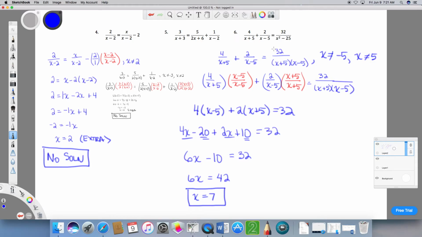The technique requires that we check for extraneous solutions, but the only extraneous solutions would occur from division by 0, a negative 5 or a positive 5. If for some reason x equals 7 does not check, it's because I've made an error somewhere. There is nothing wrong with the technique. So let's see. That's all three.